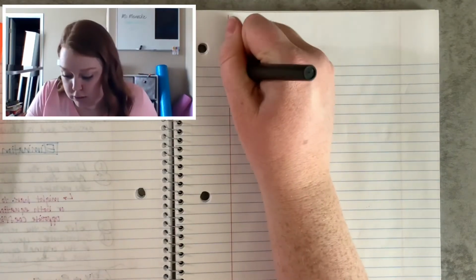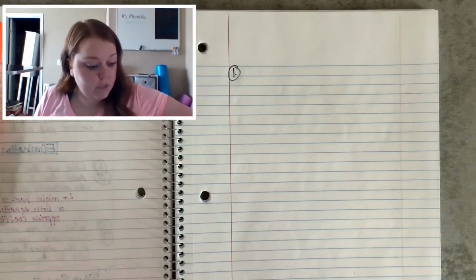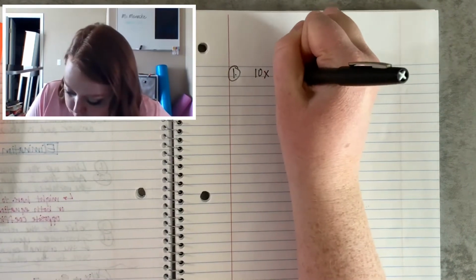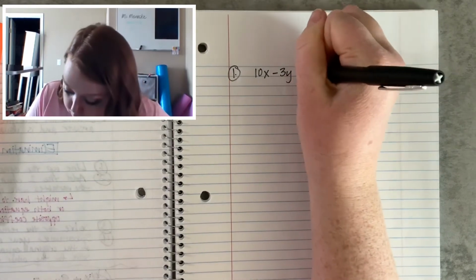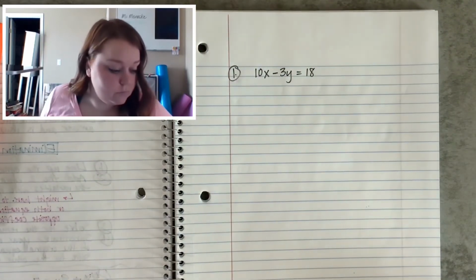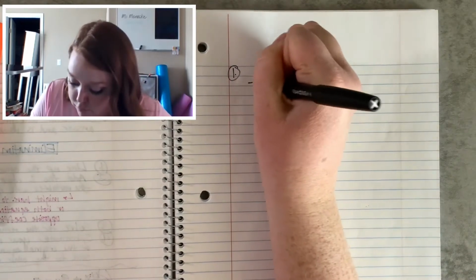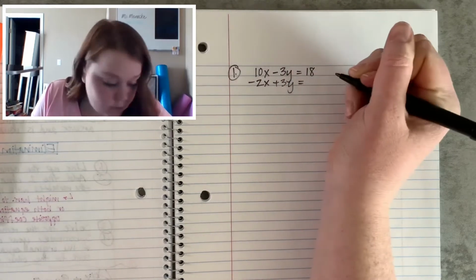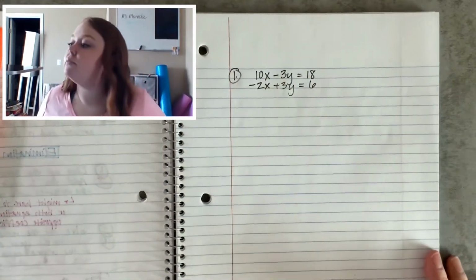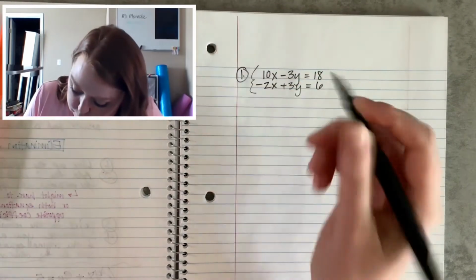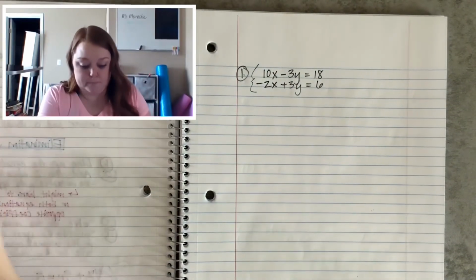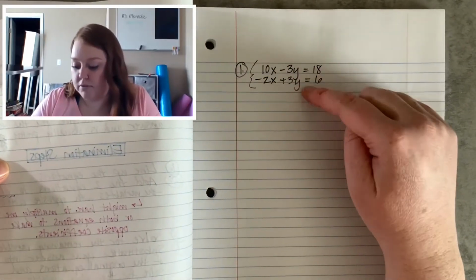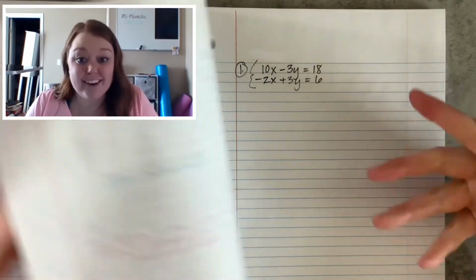Here is example number 1. First equation, 10x minus 3y equals 18. Second equation, negative 2x plus 3y equals 6. So that's our system. Okay, so step 1, I'm going to peek at step 1, line up the equations, x's, y's, equal sign, other stuff. We're good to go.